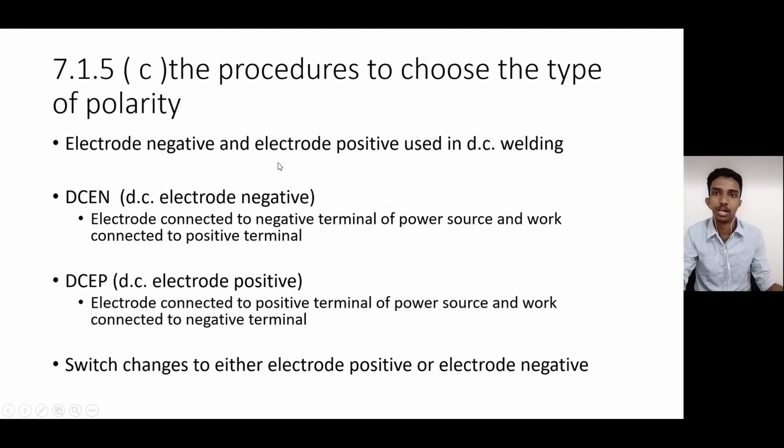Okay, so next 7.1.5 part C, the procedures to choose the type of polarity. Electrode negative and electrode positive used in DC welding. DCEN, DC electrode negative: electrode connected to the negative terminal of power source and work connected to the positive terminal. DCEP, DC electrode positive: electrode connected to the positive terminal of power source and work connected to the negative terminal. Switch changes to either electrode positive or electrode negative.